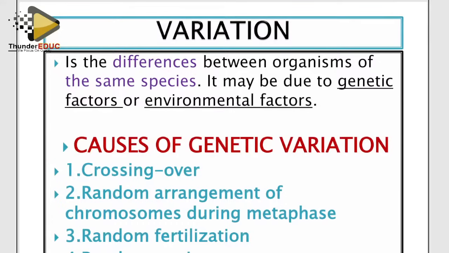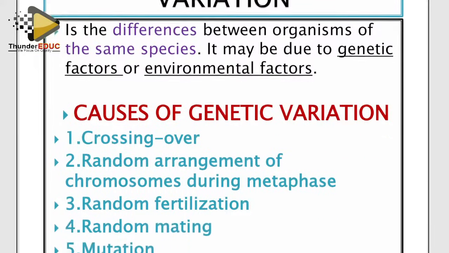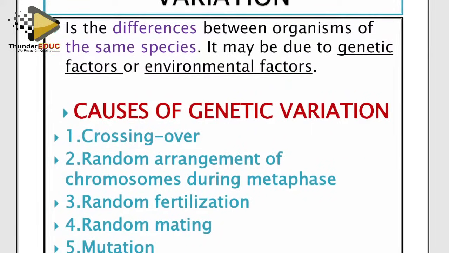What is non-disjunction? Failure of the chromosomes to separate during metaphase is what is called non-disjunction. And this non-disjunction is going to lead to Down's syndrome. So we call it non-disjunction, and then it's going to lead to Down's syndrome. I think I'm clear there.